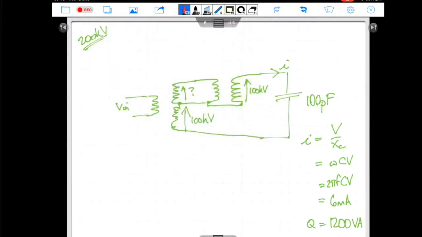Right, so we've got our input voltage Vm. Let's just say that the step-up ratio is 230 to 100 kV. What's this voltage here? It's also 230. It's the same as Vn. This is also a 230 to 100 kV transformer.